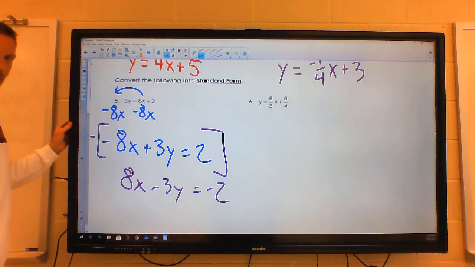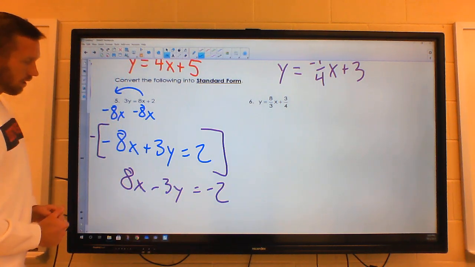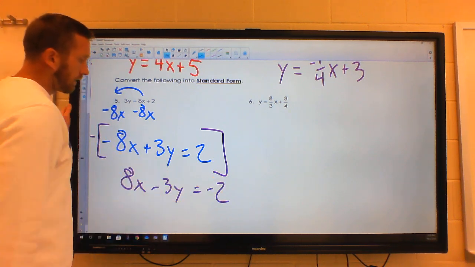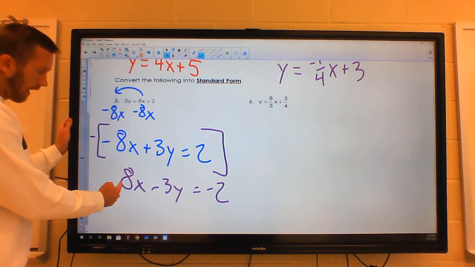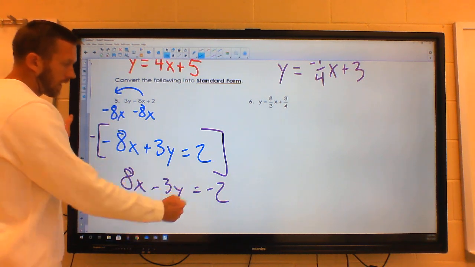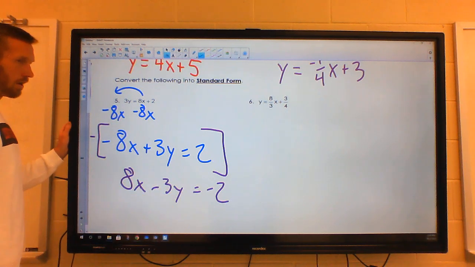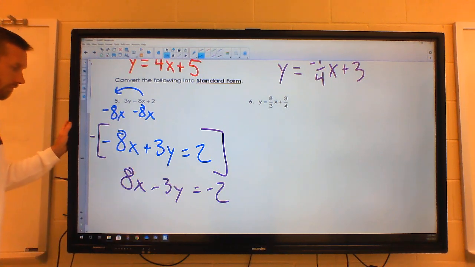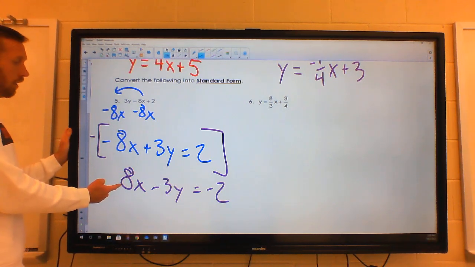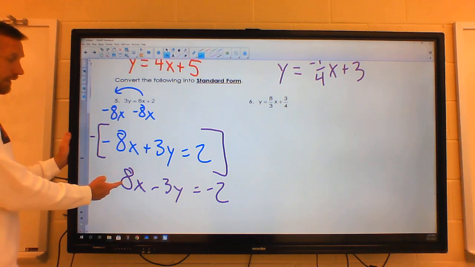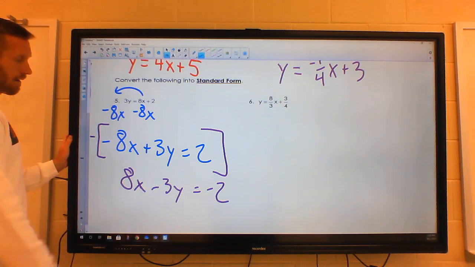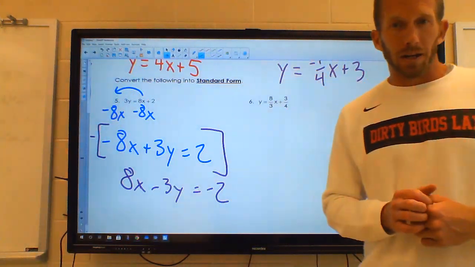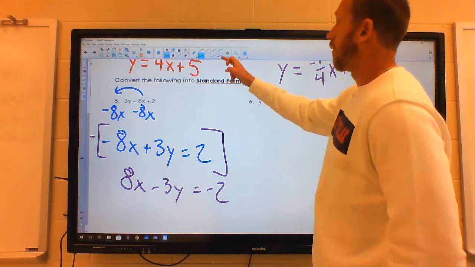The final thing we're going to look at are our x's and y's on the left side. Yes, okay, the constant is on the right, good. And A, B, and C, 8, negative 3, and negative 2, are all prime, meaning there's no common factors between 8, 3, and 2. And our leading coefficient here, which is for our x term, is positive, okay? And they're all whole numbers. So we have checked off every rule that we need to confirm that it is standard form.